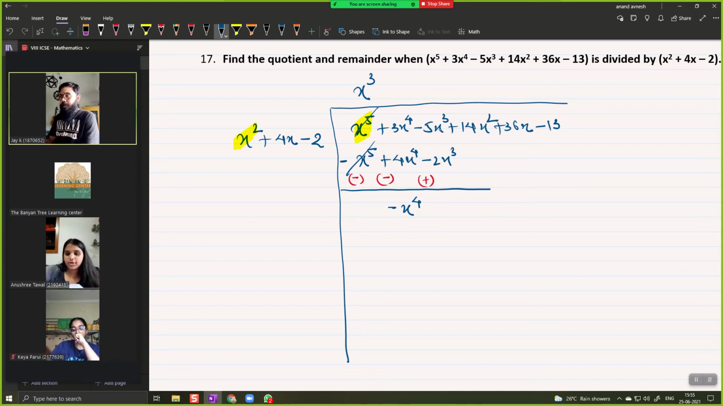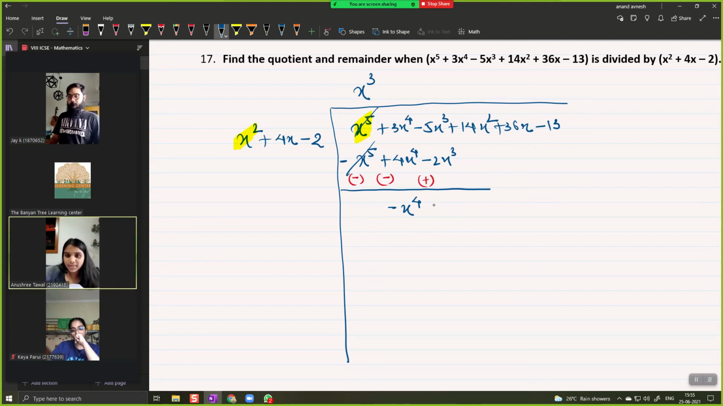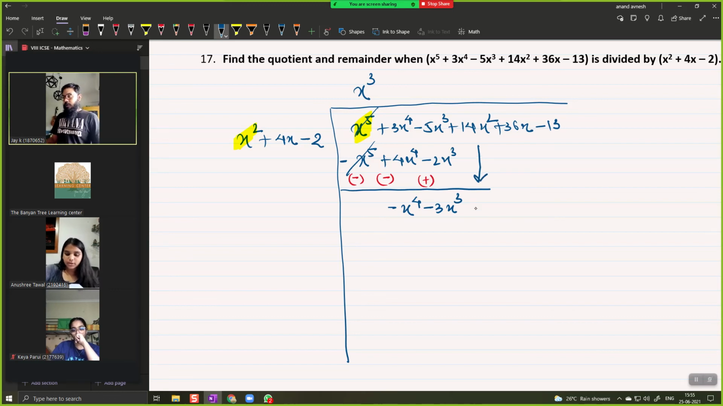Minus 5x cube plus 2x cube, very carefully. Minus 5x cube plus 2x cube. Sir, 3. Plus or minus? Minus 3x cube. Now 14x square will come down. There is a plus sign: plus 14x square. Don't bring down anything else, just this much. Now tell me what is the next step.